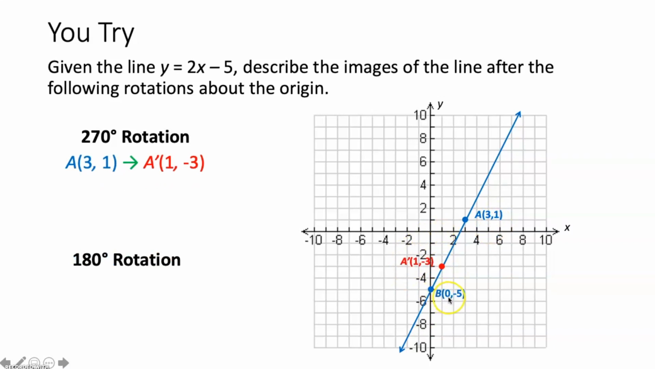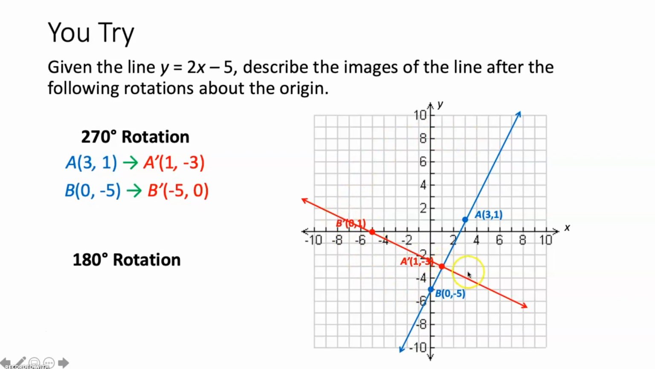Then B is at 0 comma negative 5. If I want a 270 degree rotation counterclockwise, I need it to be y comma negative x. So it's going to be negative 5 comma negative 0, or negative 5 comma 0, because you can't make it negative 0. So we go over negative 5 on the x-axis, up or down 0, there it is, there's B prime. Draw a line through those 2 image points, and we have our image of our given line after it's been rotated 270 degrees counterclockwise about the origin.